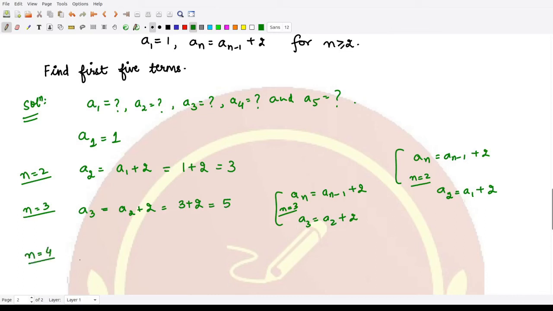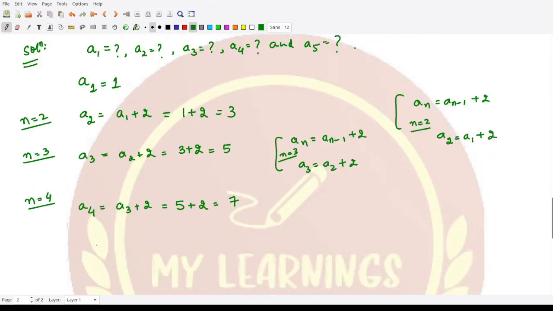Next, when n is equal to 4, we have a4 is a3 plus 2. Similarly, we will be putting n equal to 4 in this expression. So we have a3 plus 2. What is the value of a3? It is 5. So we have 5 plus 2, that is 7. For the next term, we will substitute n equal to 5, so that we have a5 is equal to a4 plus 2. So we have the value of a4 as 7 plus 2, which is 9.